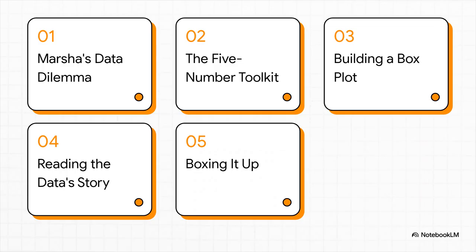So here's our game plan. First, we're going to look at a real-world problem with a business owner named Marsha. Then we'll get all the tools we need with something called the 5-number toolkit. After that, we'll actually build a plot together step by step. Then we'll learn how to read the story it tells us, and finally, we'll wrap it all up with the big takeaway. Sound good? Let's do it.